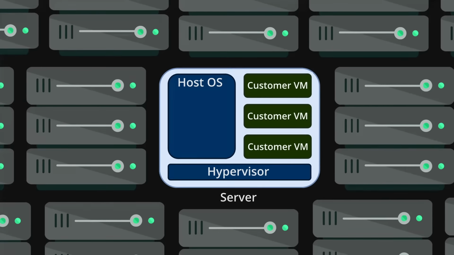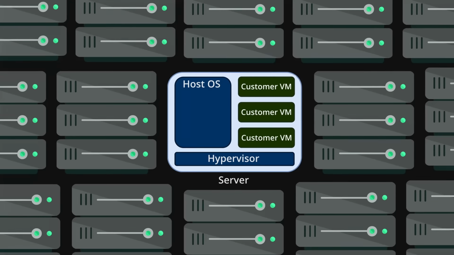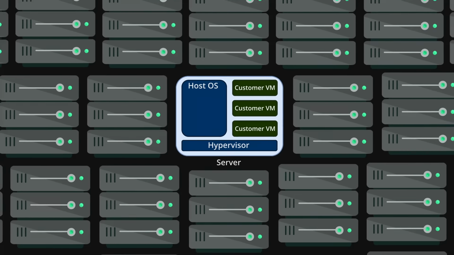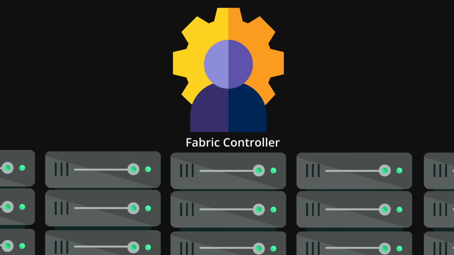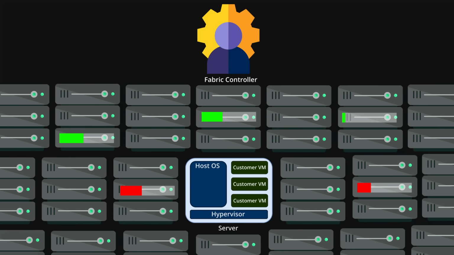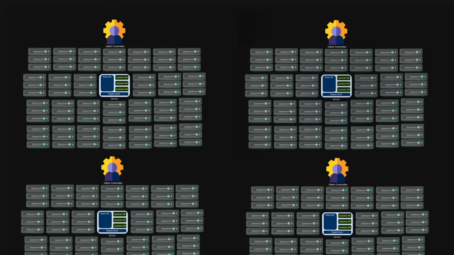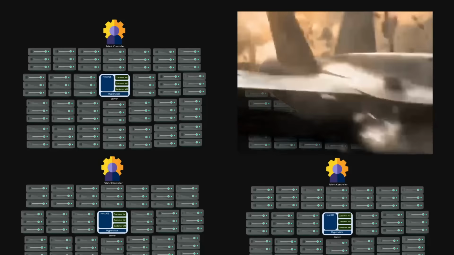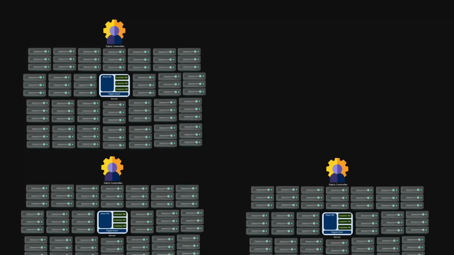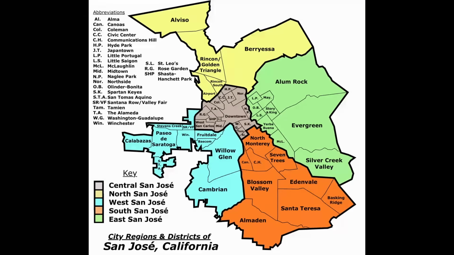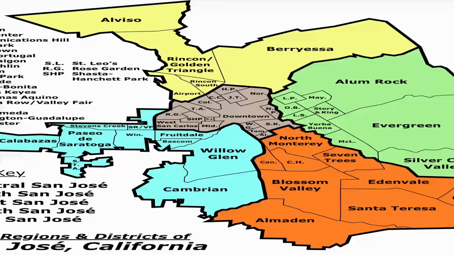So there are a bunch of servers running these hypervisors, and clusters of about 1,000 servers are managed by a fabric controller or FC, which provisions and monitors VMs in its assigned cluster. Dividing a data center into clusters is very normal. It lowers the blast radius if something bad happens to a single cluster, and it makes everything easier to manage. It's the same reason why a city is split into many districts, probably.